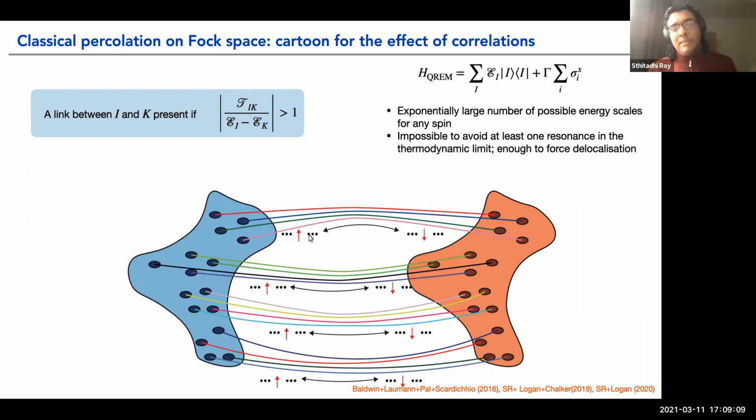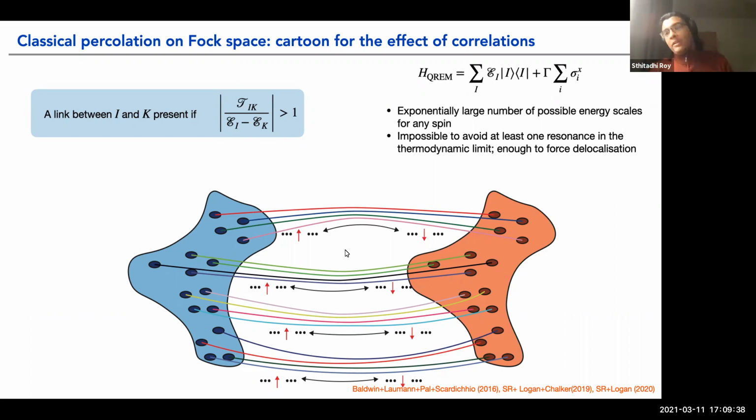And these ellipses basically show the rest of the real space sites. But now, on the quantum random energy model, all the energy scales associated with flipping this particular spin are independent. There are exponentially large number of them. So, in the thermodynamic limit, it's impossible to avoid at least one resonance. At least one of the links in the thermodynamic limit is definitely going to be active.